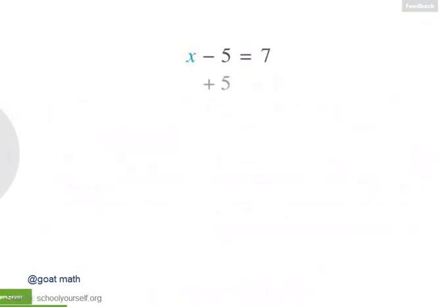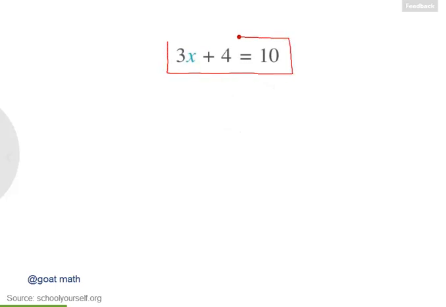Okay, let's add 5 to both sides. On the left we have x minus 5, then plus 5. Subtracting and adding 5 cancel out, leaving us with just x on the left. So nicely done. And on the right side we have 7 plus 5, which is 12. So by adding 5 to both sides of this equation, you solved for x. It's 12.